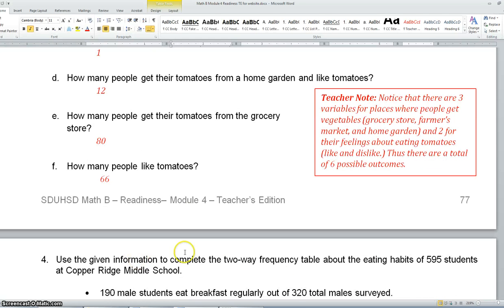Use the given information to complete a two-way frequency table about the eating habits of 595 students at Copper Ridge Middle School. Okay? So we have 190 male students who eat breakfast regularly out of 320 total males surveyed. So we have 320 total males. Of those 320, 190 eat breakfast regularly.